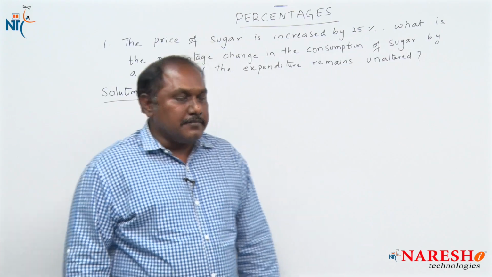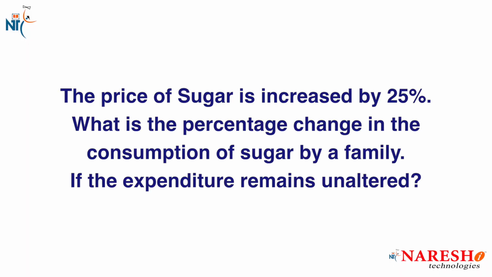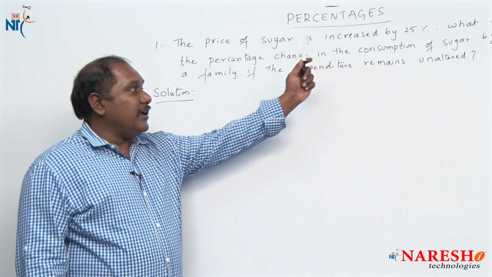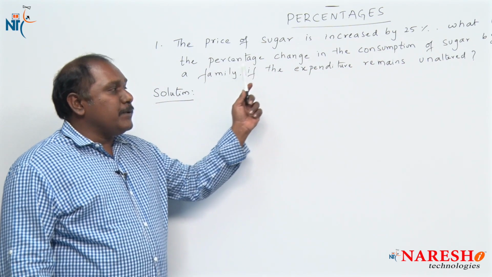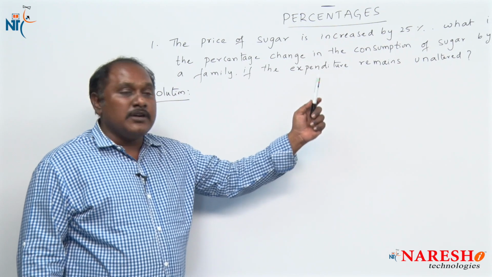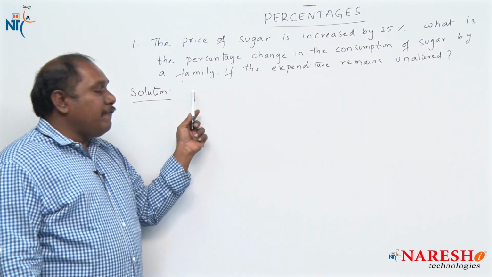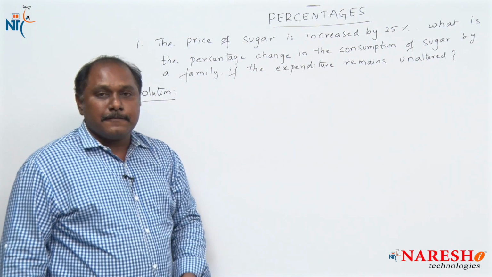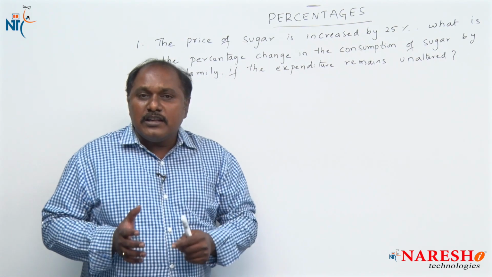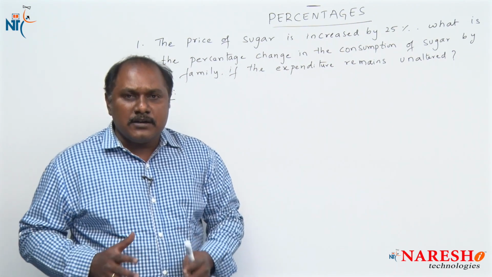Now the first question: the price of sugar is increased by 25%. What is a percentage change in consumption of sugar by a family if the expenditure remains unaltered? Now to solve this problem, we have different methods.